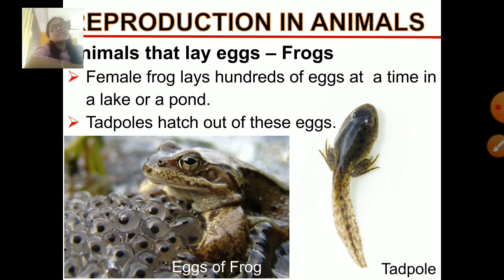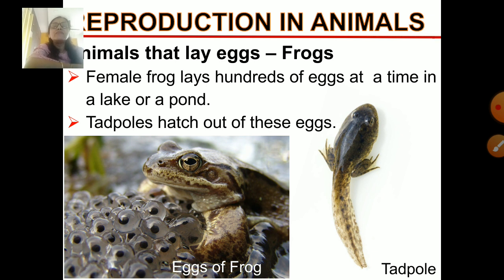The frogs are found in the lake or in the pond, right? The female frog lays hundreds of eggs at a time. As you can see in the picture, a female frog is seen with the eggs. And then a tadpole hatches out of these eggs.